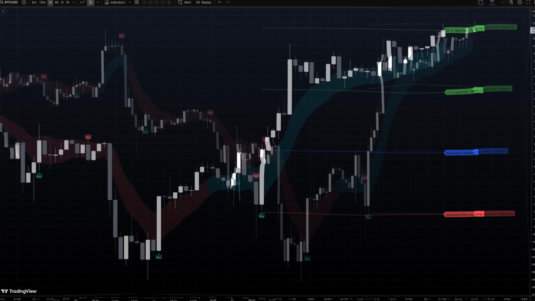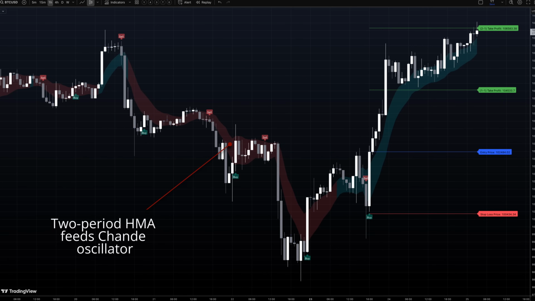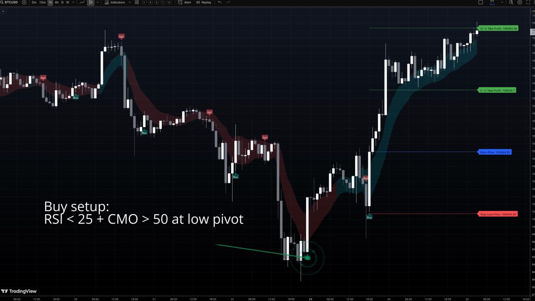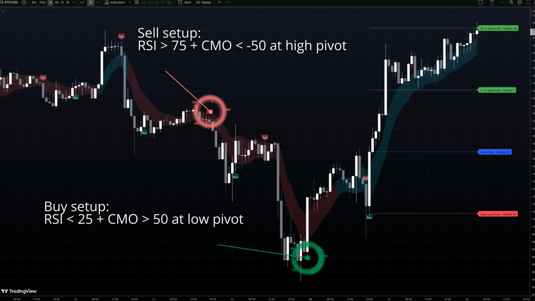The core mechanism uses two Hull moving averages of different periods to calculate momentum changes, feeding these into a custom Shanda momentum oscillator. The indicator requires RSI below 25 with CMO above 50 at low pivots for buy signals, while sell signals need RSI above 75 with CMO below -50 at high pivots.